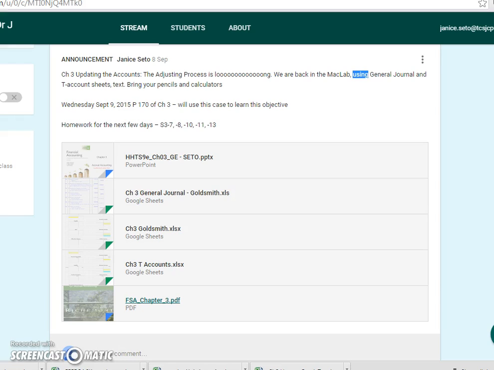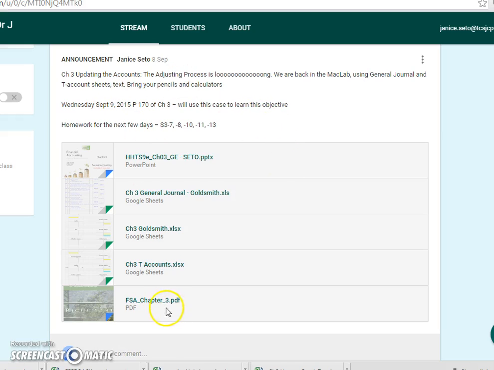We are now starting Chapter 3, and Chapter 3 is called Updating the Accounts. As you recall in Chapter 2, we learned how to record transactions. First of all, we put them into the general journal, and then we post them into what we call T accounts. That's the first and the easiest way to record transactions into different accounts. Then at the end of a certain period of time, whether it was the month or the year, we recorded it into what they call the trial balance. So after the trial balance, now we're going to do Chapter 3, which is called Updating the Accounts.